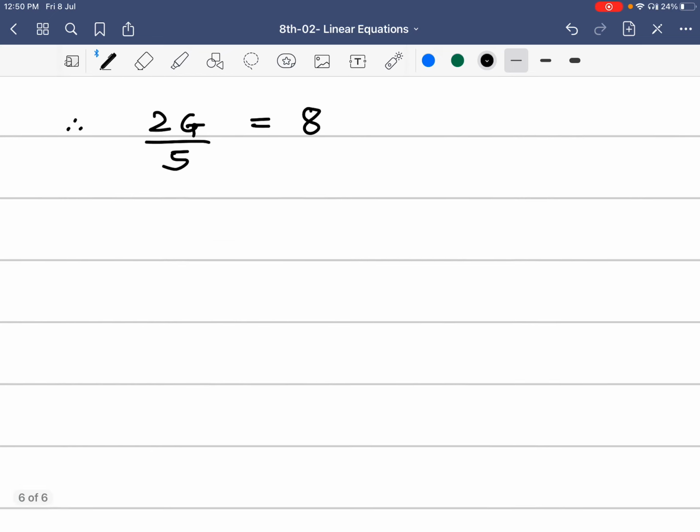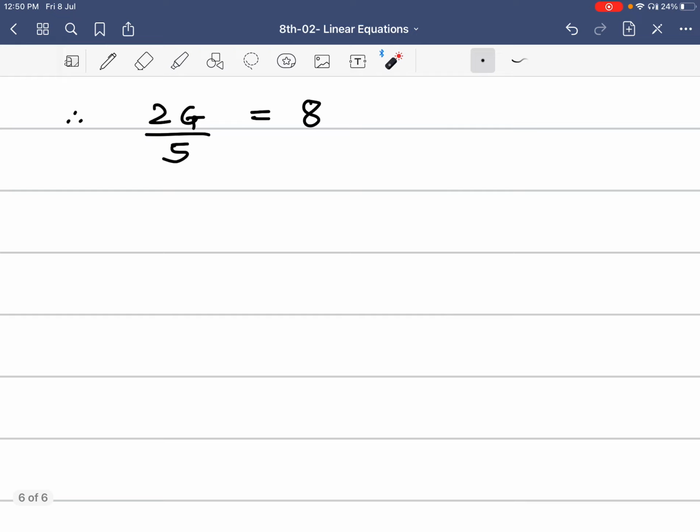Now we have g as one variable on left hand side of the equation, and we have some number on the right hand side of the equation. Now step by step we will get rid of these numbers, 2 and 5. So how do we do that? We start with 5. First we have to get rid of 5. How do we do that? We multiply both the sides of equation by 5. So let me just write it down here.